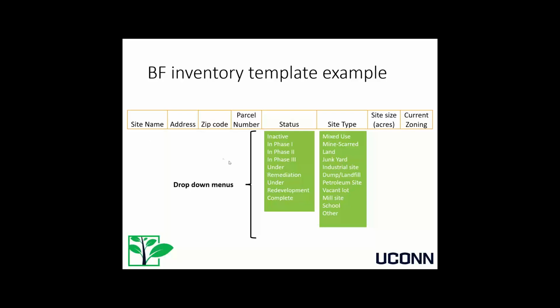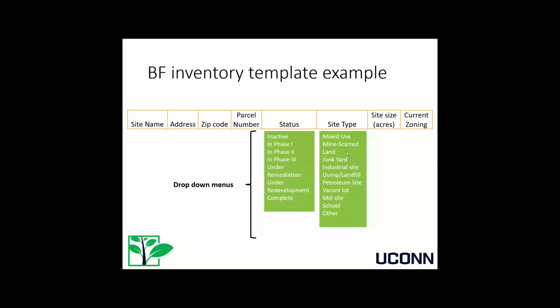So basically, having an Excel template with a drop-down menu where you can select, okay, at the moment this site is in phase 1. After 6 months, this might change, so you have to go back and update the status of the site. Let's say we started phase 2, so the site is under phase 2 at the moment. It's really useful to have that status column to track the progress of the investigation, cleanup, and redevelopment of the brownfield.